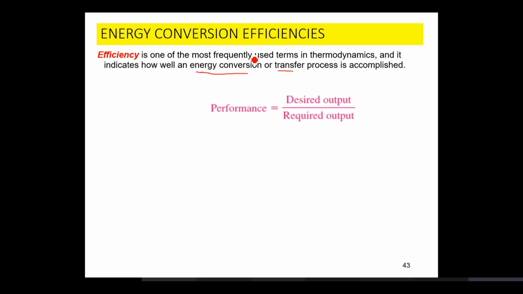It is defined by, over here it is written output, but this would essentially be input. So performance or efficiency is measured by the required input and desired output. So it is basically how much of the input that you have given to a system you are able to extract out of that energy that is being given to you. Is the point clear to you?